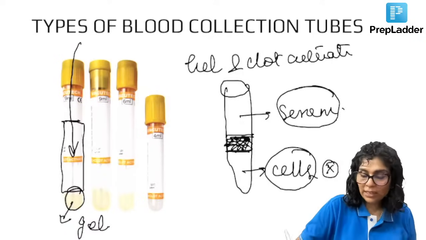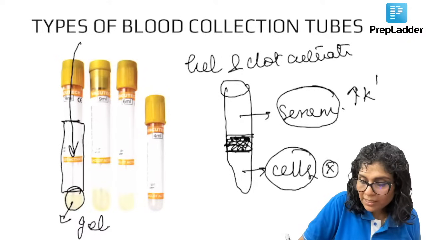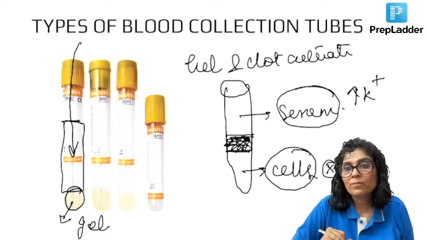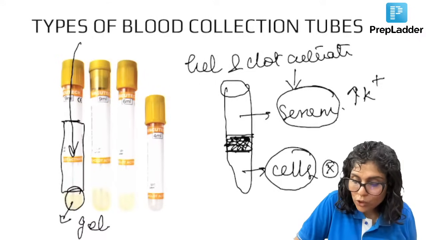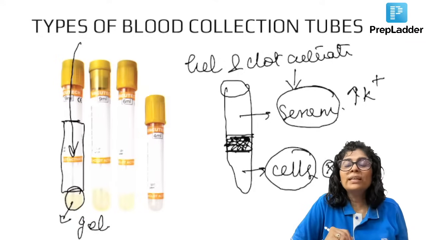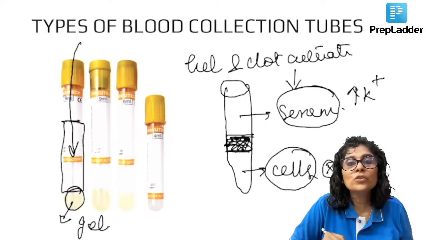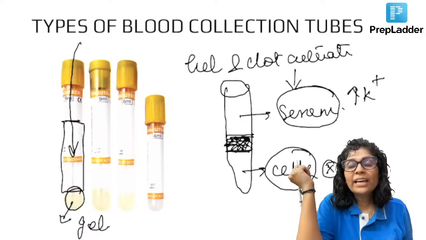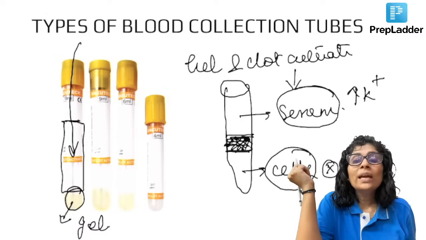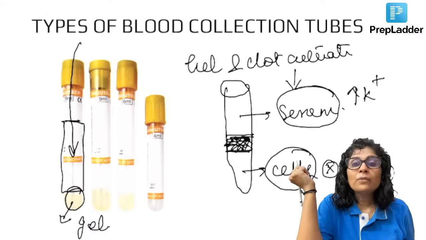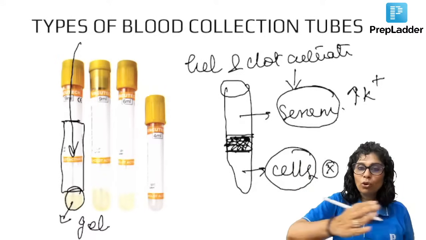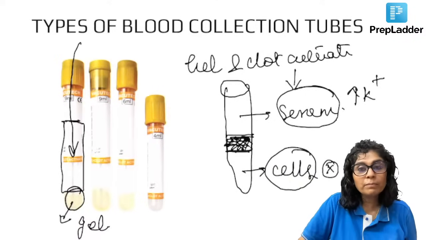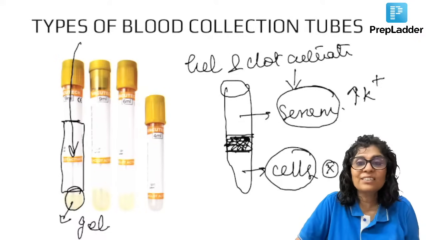When intracellular fluid contaminates the serum, potassium levels will be falsely high, because intracellular fluid is rich in potassium, right? And all other values will be low, because intracellular fluid has diluted the serum. I don't want all these false high and false low values. That is why I add a mechanical barrier. When will I add a mechanical barrier? Whenever sample has to be transported for a prolonged period of time, or whenever the sample has to be stored for a prolonged period of time, I need a gel and a clot activated tube.